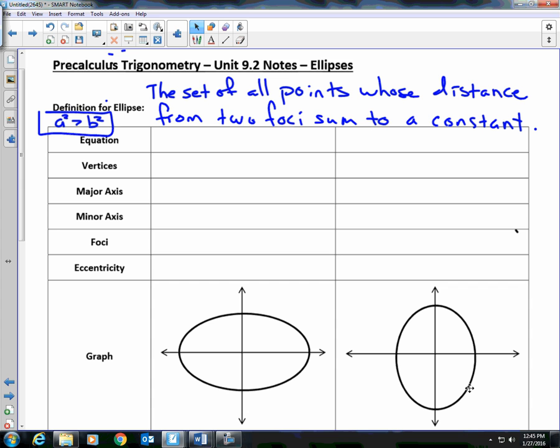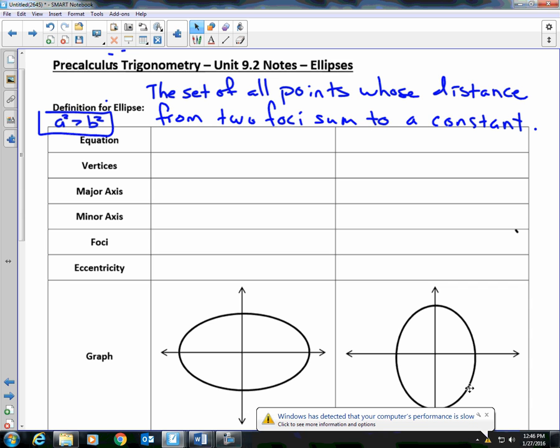Okay, we're on to ellipses today. An ellipse is a set of all points whose distance from two foci sum to a constant. So again, it's not simply that you take a cone and cut it at an angle and get an ellipse shape. That's not the definition mathematically. But we use this definition to come up with the actual equation.